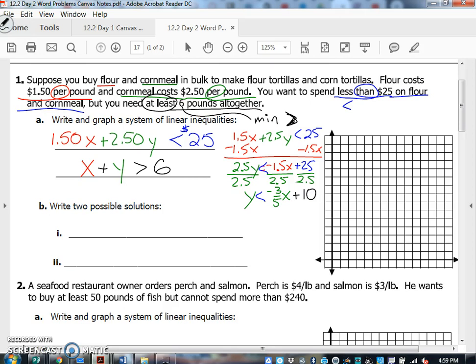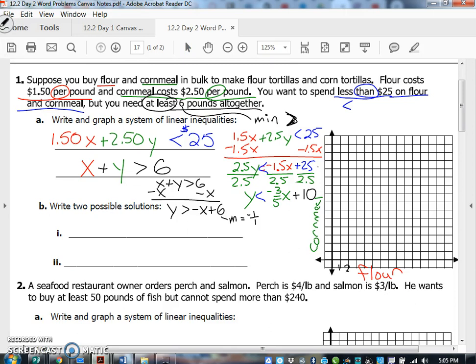And I can go ahead and graph this. Now, on my graph, my x represents my flour. So let's do that color-coded. My y value represents my cornmeal. All right, so now I'm ready to graph this.